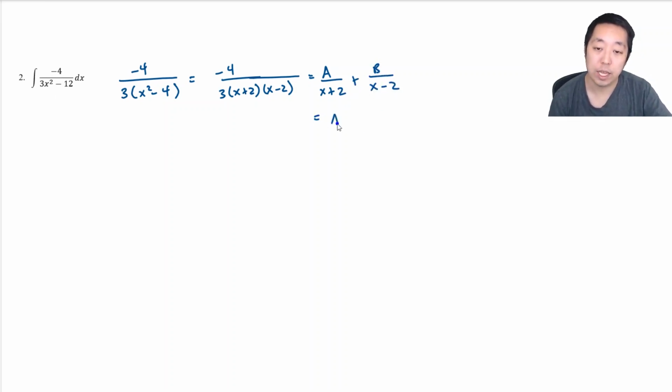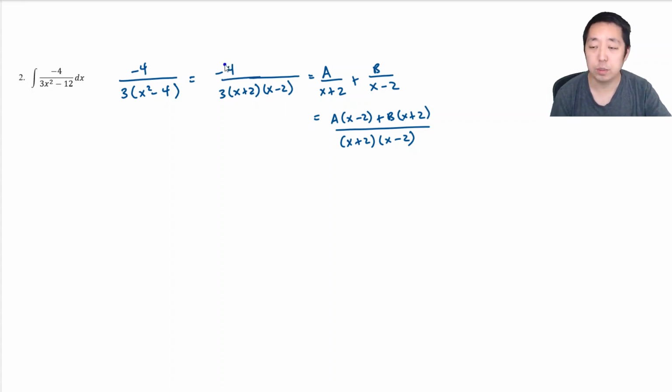And that's equal to A times x minus 2 plus B times x plus 2 over x plus 2, x minus 2. Okay, and so I know that this negative 4, there's a couple of ways you could do this. You could either bring out these constants in front and then just make this 1. I'll just make it negative 4 and then bring the 3 out in front.